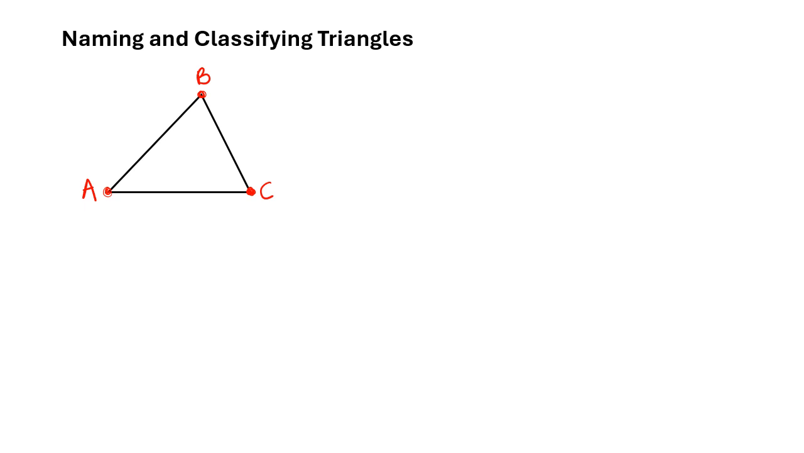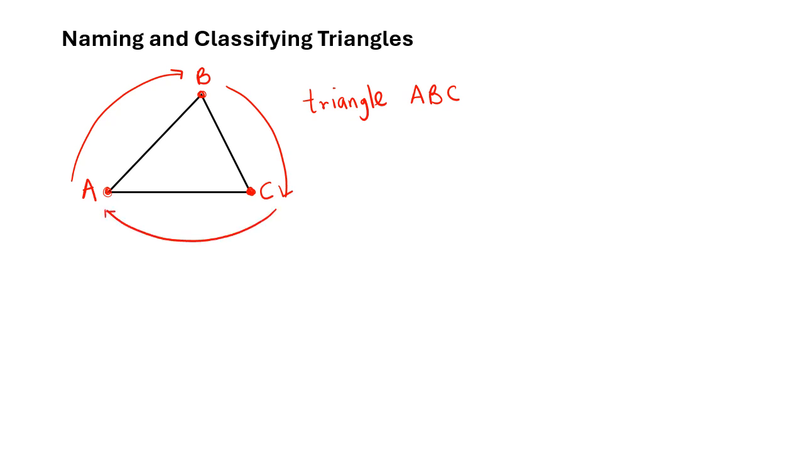And in order to write the name, we would say this is triangle A, B, C. And I'll tell you what I'm doing. I'm starting from A and moving to B, and then choosing C as the third letter, and then coming back to A. So this naming is called clockwise naming. Okay.